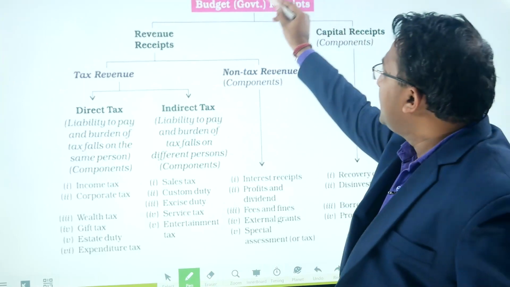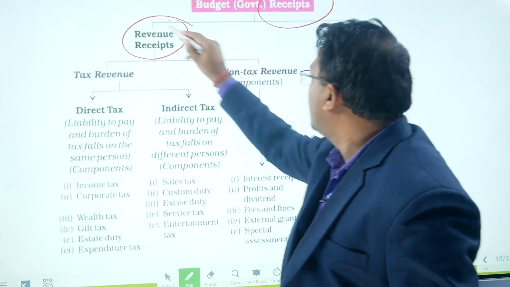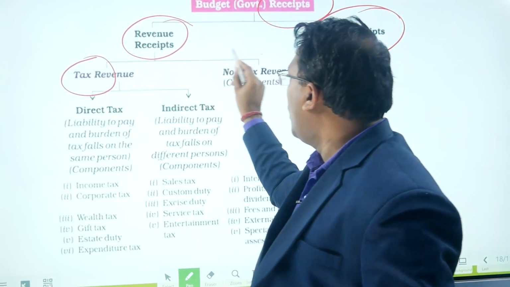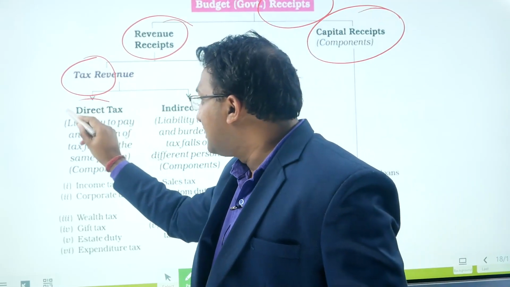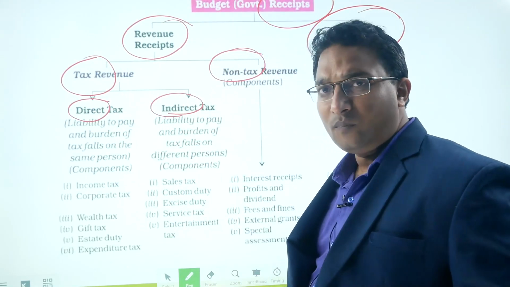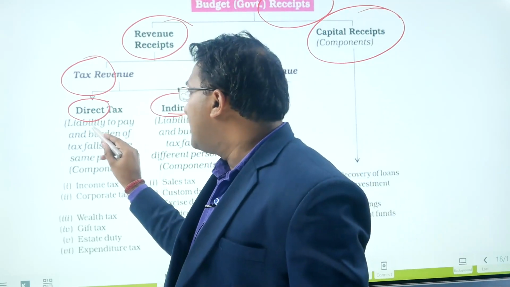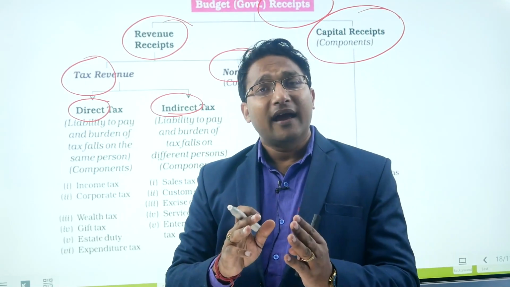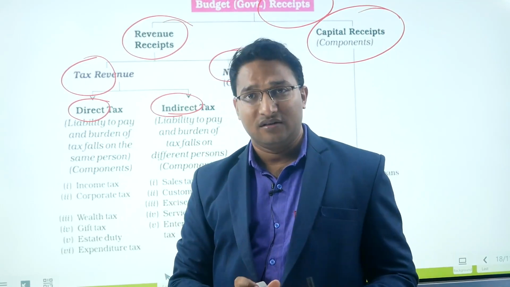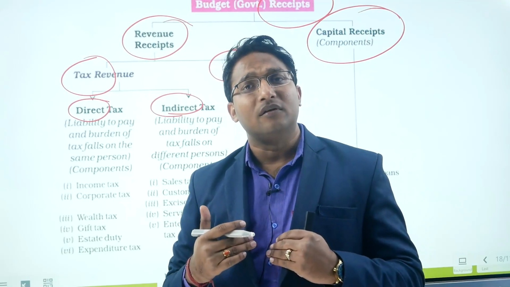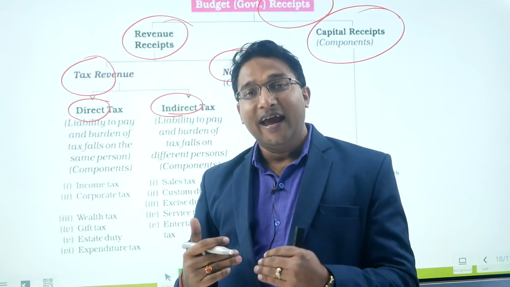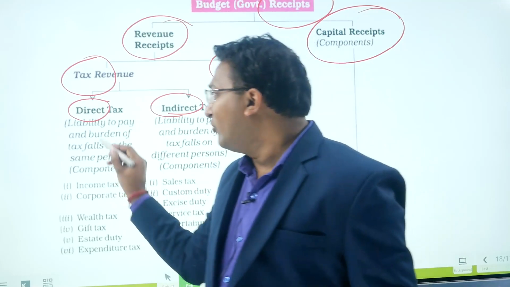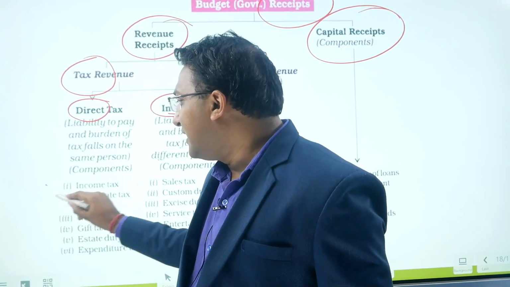So if we talk about the receipt, it can either be revenue receipt or capital receipt. Revenue receipt can be tax revenue receipt or non-tax revenue receipt. Tax revenue can be direct tax or indirect tax. What is the meaning of direct tax? In case of direct tax, the liability as well as the burden is borne by the same person. For example, I am liable to pay my income tax, and the burden of that income tax will be from my own pocket. So this is the nature of direct tax.